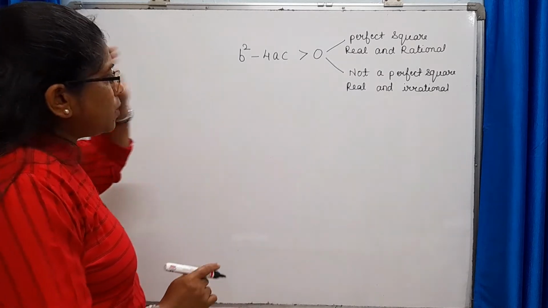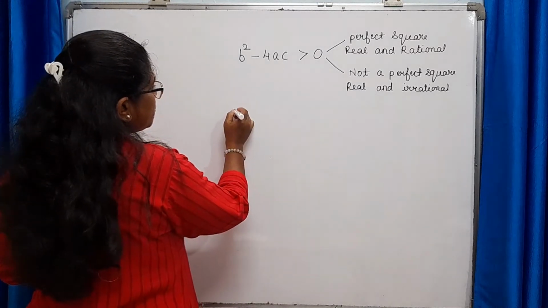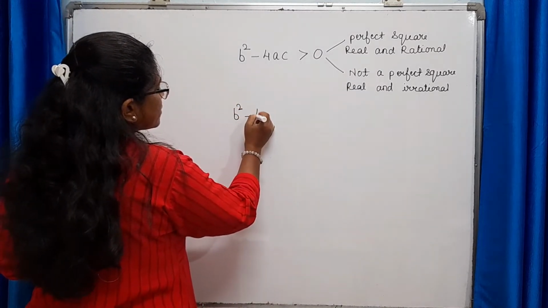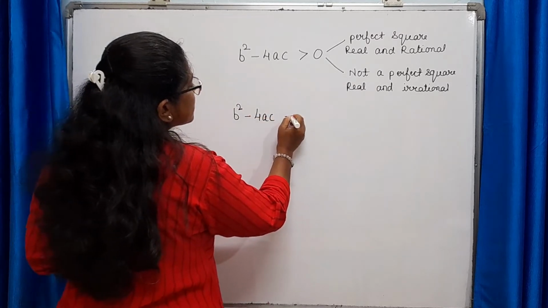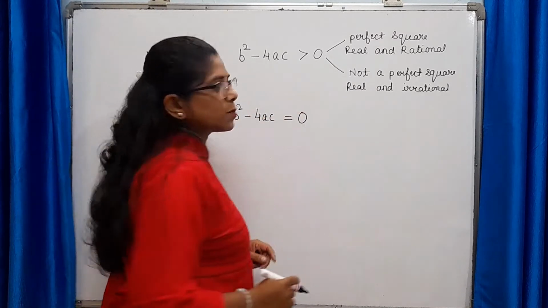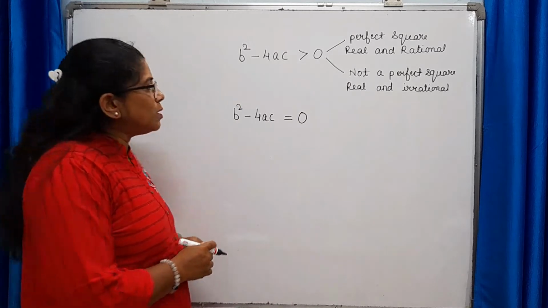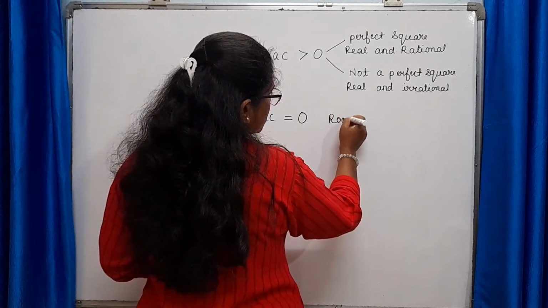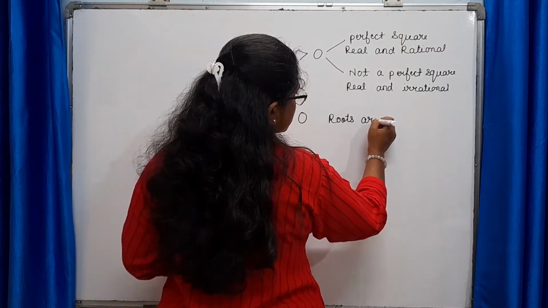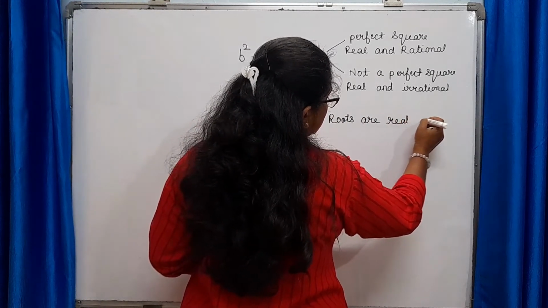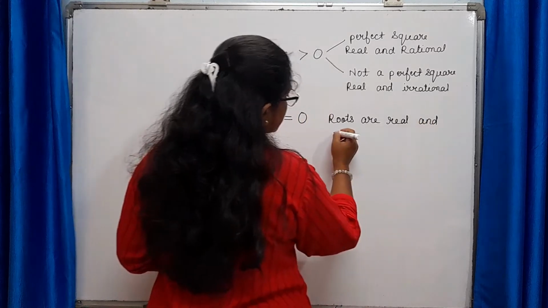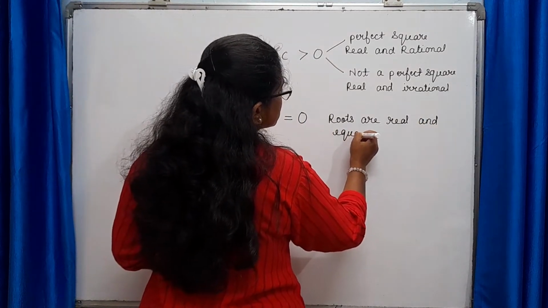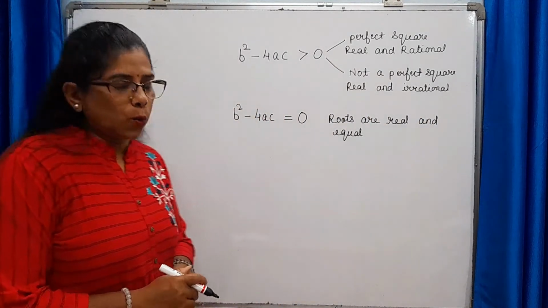Now the next thing, if this b square minus 4ac is equal to 0, then roots are real and equal.